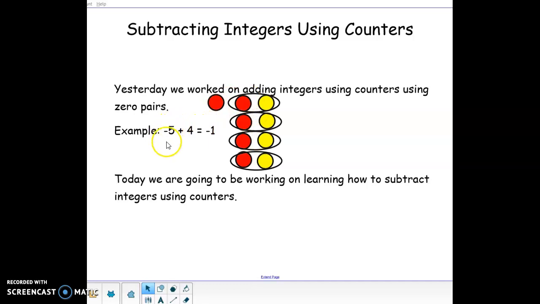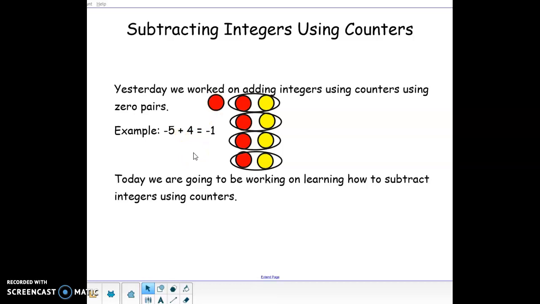We talked about yesterday that positive 1 plus negative 1 equals 0. When you take out your zero pairs when you're adding integers, whatever you're left with is going to be your answer. So I started off with negative 5 yesterday, so I had negative 5 counters, and then I added positive 4 to that. Then I got rid of those 4 zero pairs and I was left with one negative. So we would say that negative 5 plus positive 4 equals negative 1.